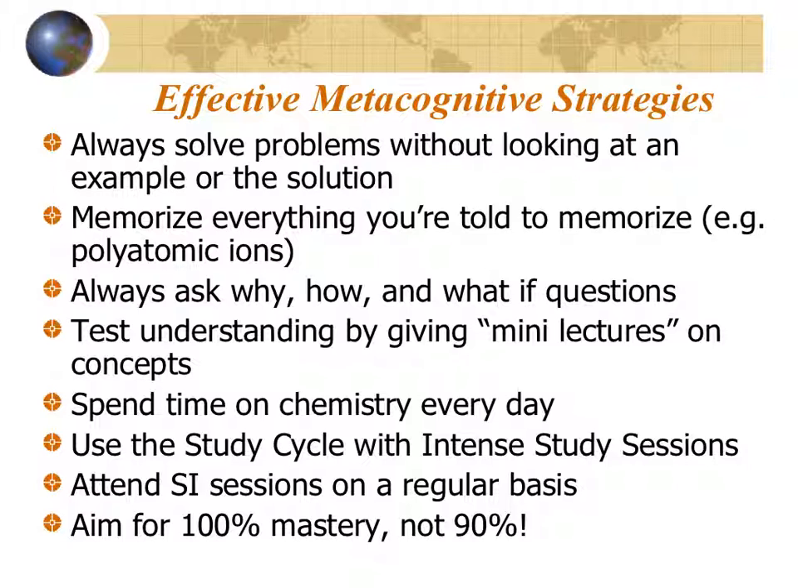In this class, I don't ask you to memorize a lot of things, but when I do, I let you know. So don't throw away an opportunity by not memorizing something like the polyatomic ions if I've asked you to memorize those. From there, the third strategy is always be cognizant of what's happening. Ask questions like why, how, what if. These are going to develop a deeper level of understanding.